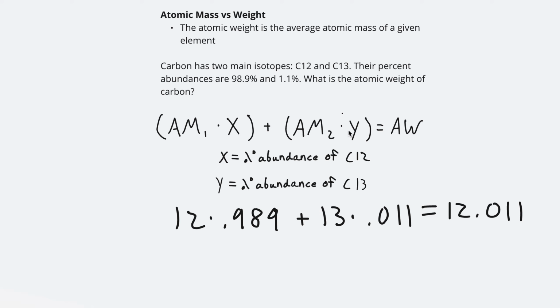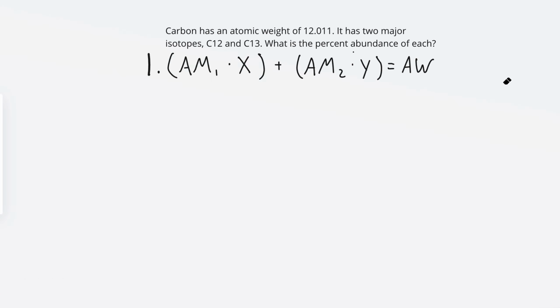And there's one more type of problem with atomic weight that we're going to look at. It's a little bit harder. It's pretty unlikely that you're going to see this on the test, but if you can do it and understand it, then you're totally good on atomic weight for the MCAT. In this next type of problem, we're solving for the percent abundances, and we're given the atomic weight.